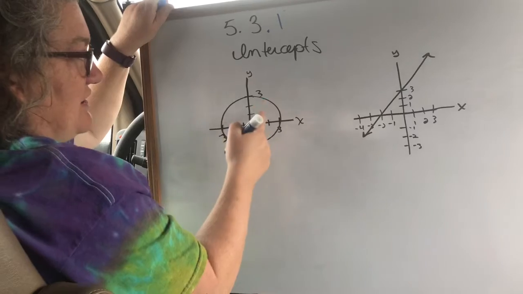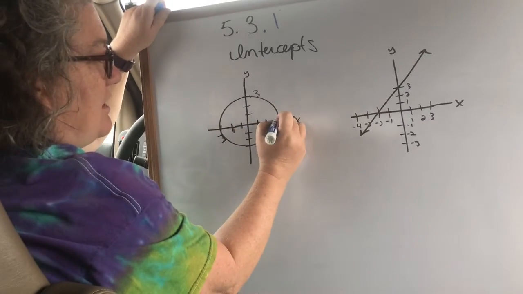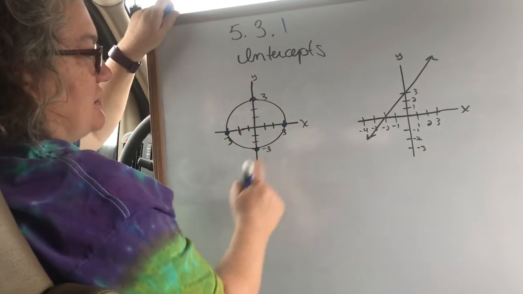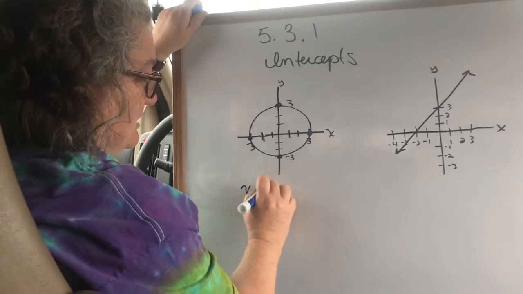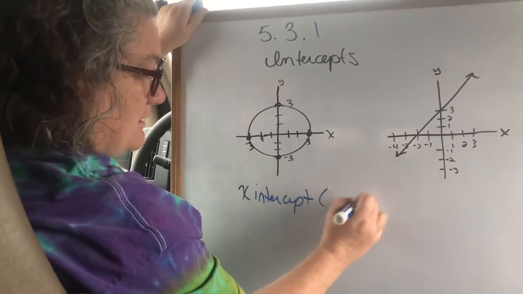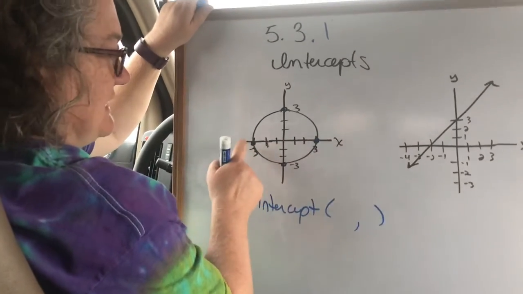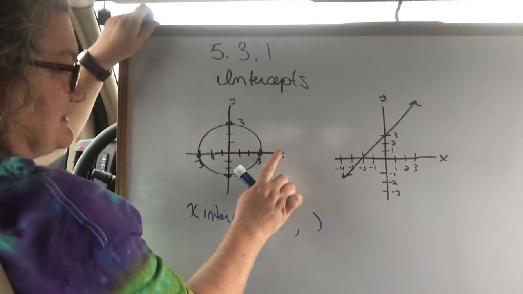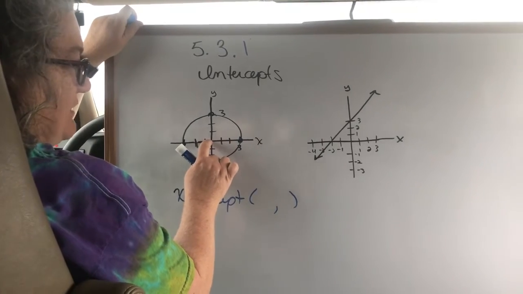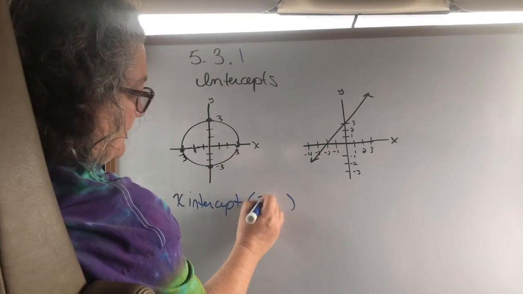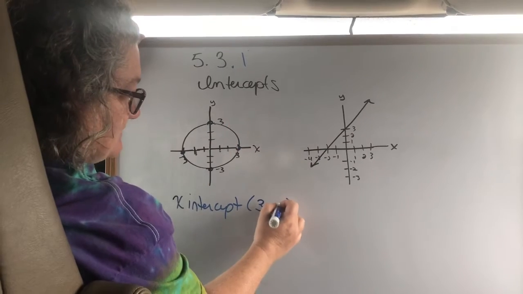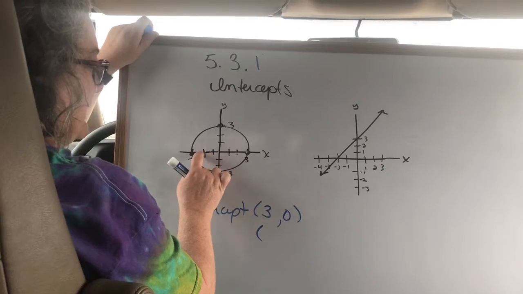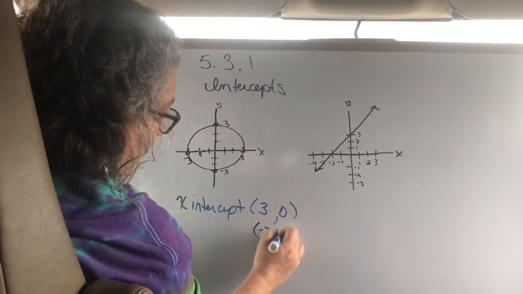So on this first graph here, this is supposed to be a circle. We have an intercept here, here, here, and here. So I'm going to label the x-intercept. We're going to name this point and this point because that's where it crosses the x-axis. So x-intercept means it crosses the x-axis. So to name this point, you start at 0 and go 1, 2, 3. So this is going to be 3, and we don't go up or down, so that'd be 0. There's another x-intercept at -3, 0.